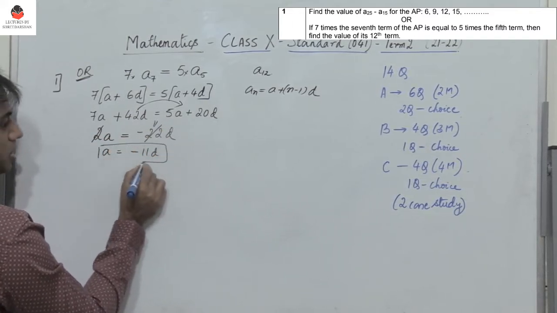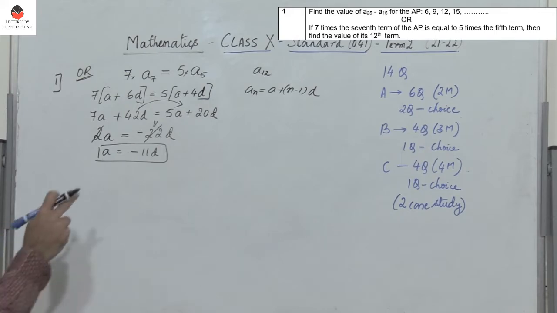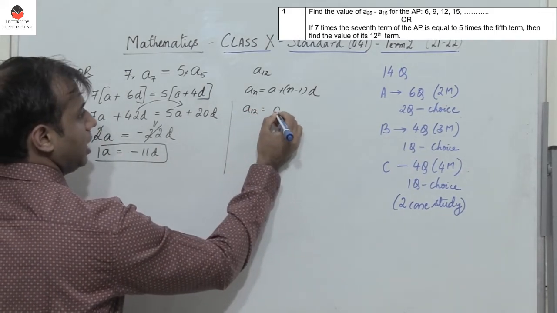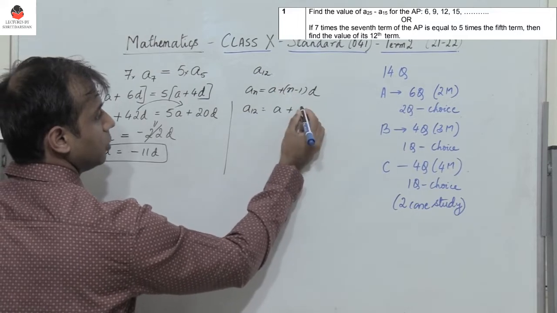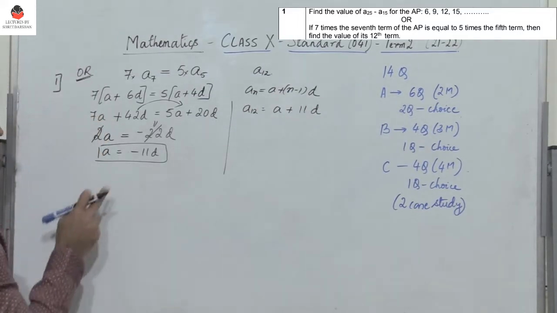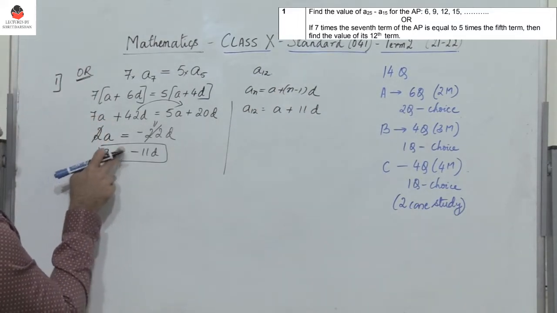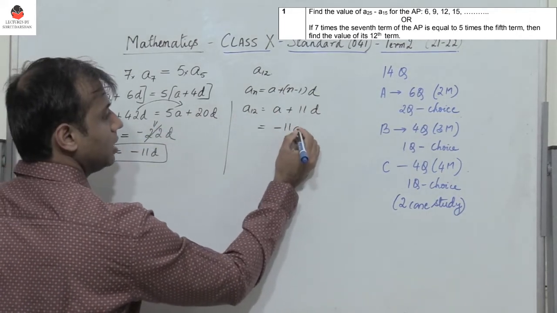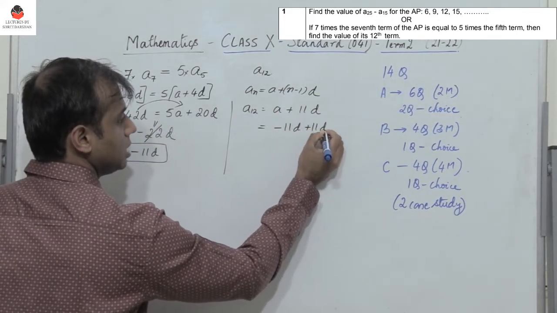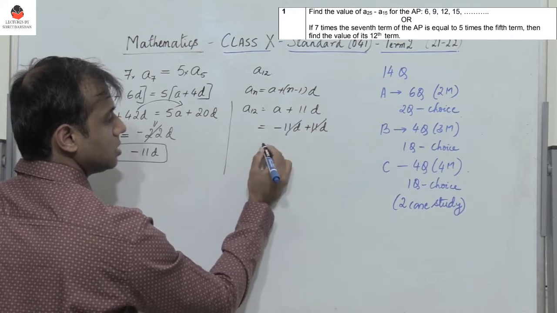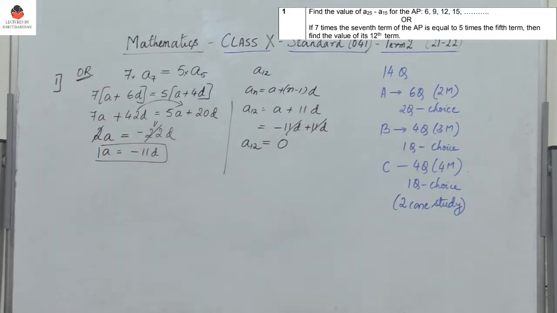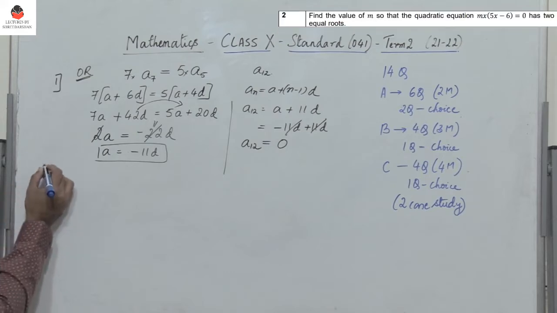So this is one expression we have got, and we need to find A12. So what is A12? A12 is A plus (12 minus 1), which is 11D. I know that A is minus 11D, so substitute the value of A here. So I get minus 11D plus 11D. Both of them get cancelled. So the answer is 0. So A12 is 0. A very simple question. So let's move on to question 2.